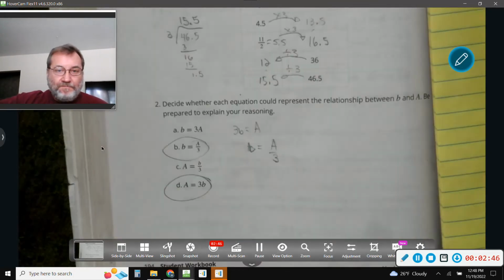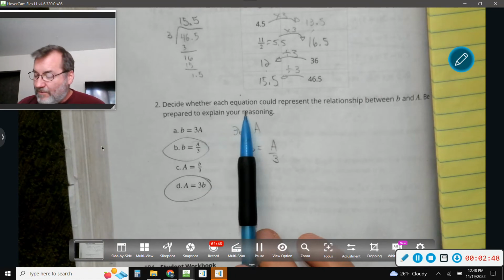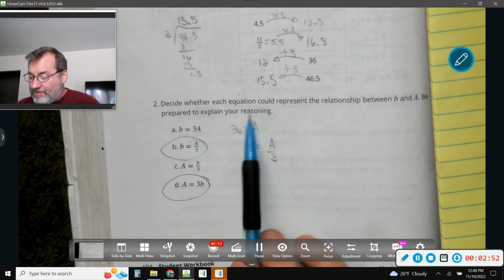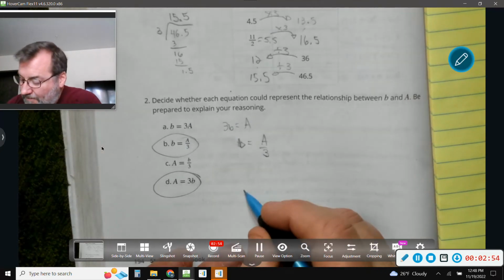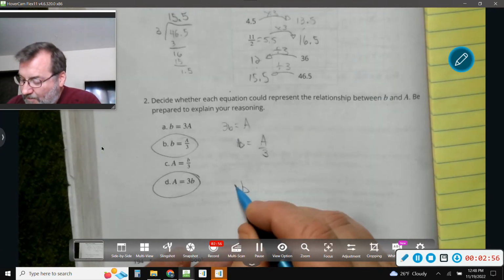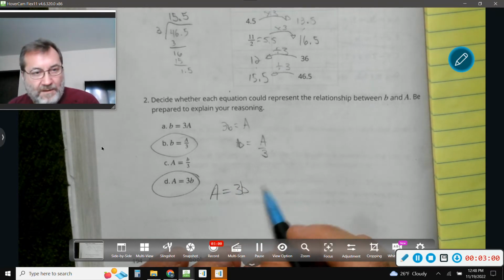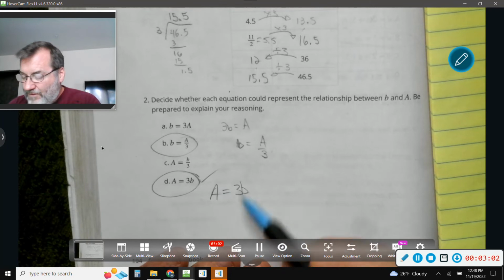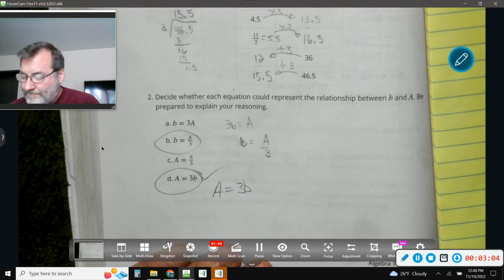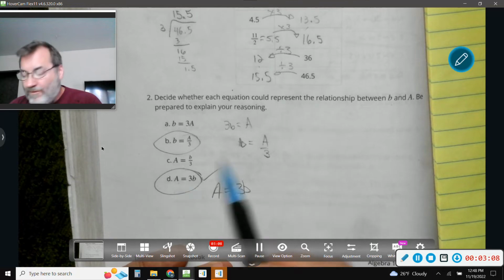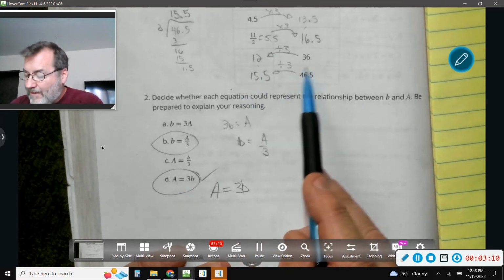It says decide which equation could represent the relationship between B and A. Be prepared to explain your reasoning. Well, we knew that if we took the base and multiplied it by 3, we'd get the area. That makes sense, so it looks just like it right there. But this is solved for the area. What if I wanted to solve for the base? In other words, one of these down here. I've given you the area.